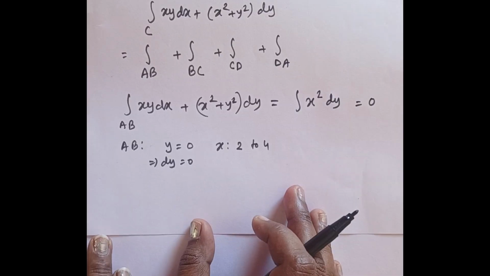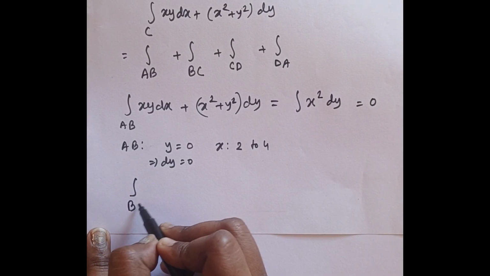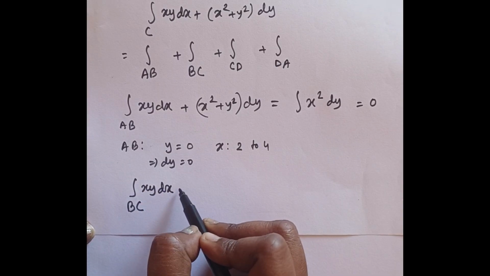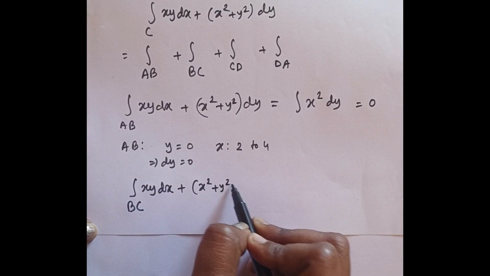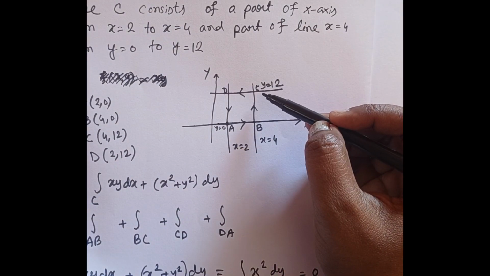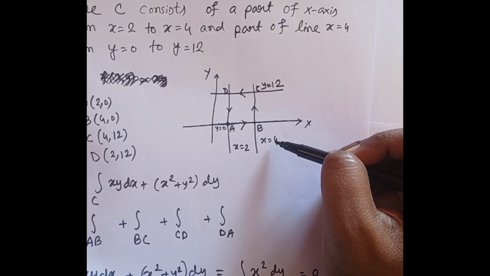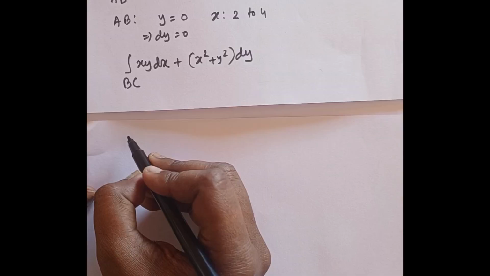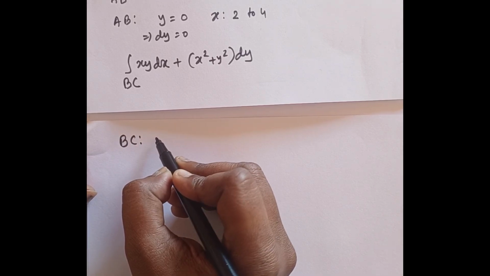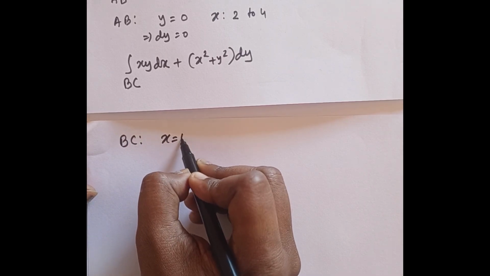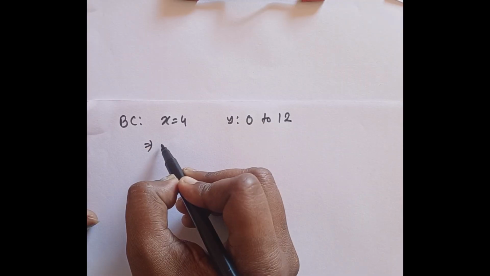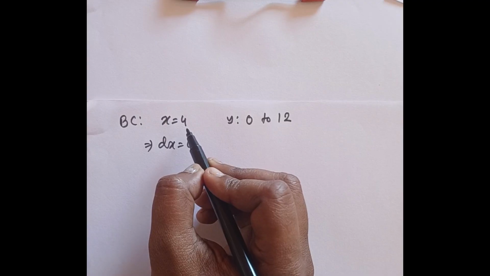Now we will do for BC. So calculate BC where the integrand is xy dx plus (x square plus y square) dy. According to B to C, the equation of the line is x equal to 4 and y goes from 0 to 12. So you will substitute all this for BC. Since x equal to 4, then dx equal to 0.